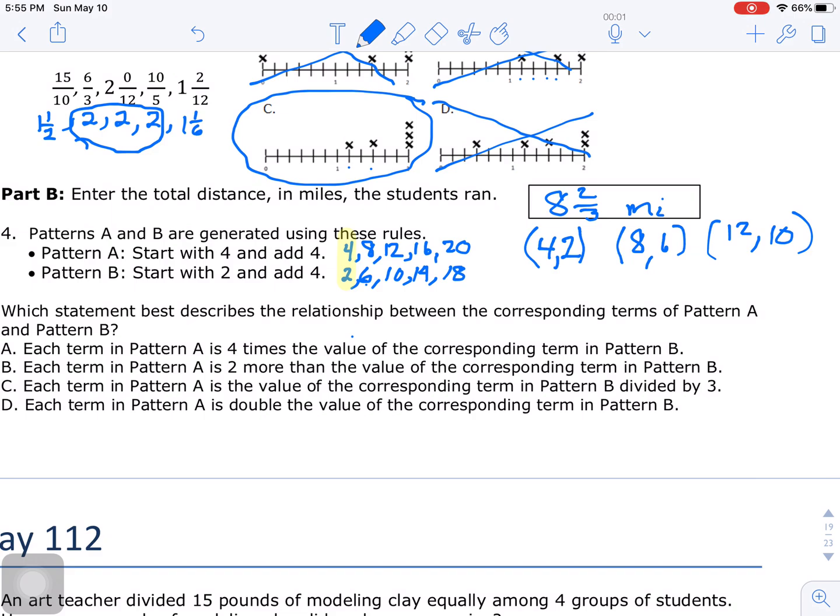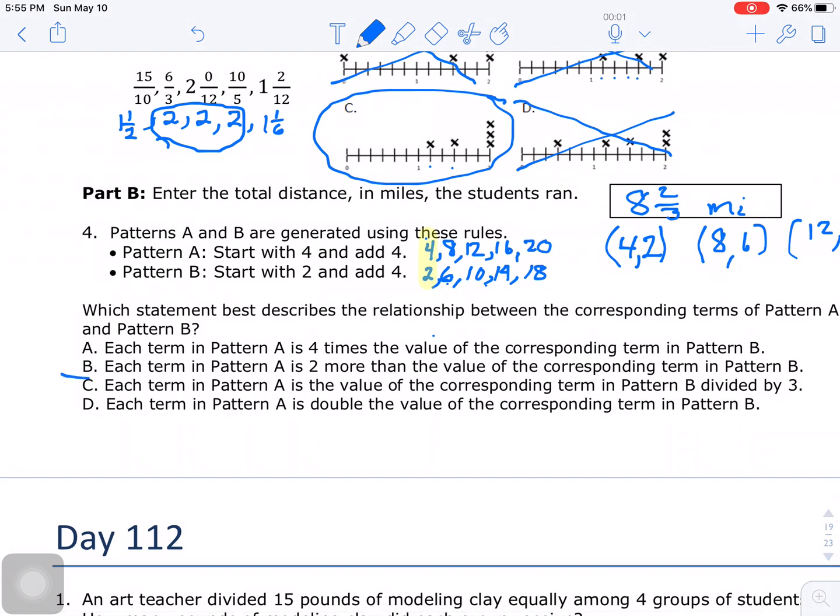For B, each term in pattern A is 2 more than the value of the corresponding term in pattern B. So we're looking for addition. Is 4 2 more than 2? Yes. Is 8 2 more than 6? Yes. Is 12 2 more than 10? And we just see that each of those works. So B is the correct description. So there you have it.